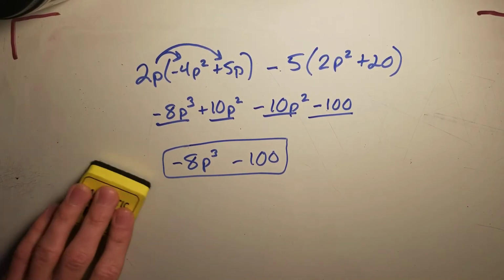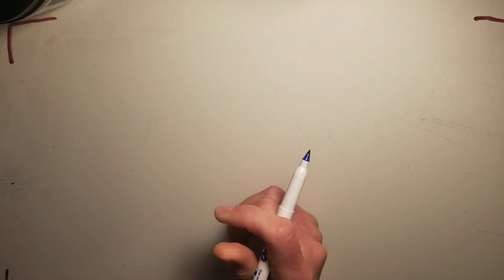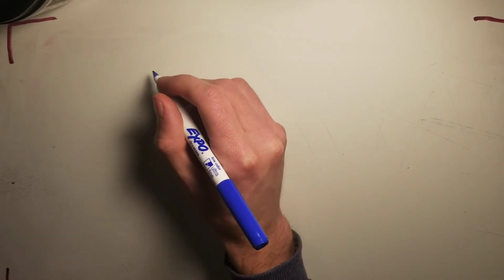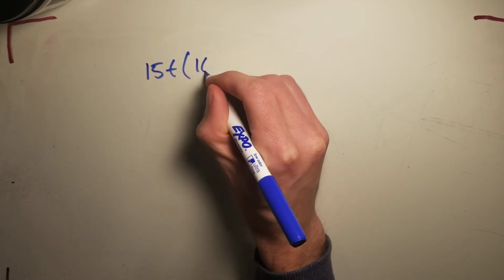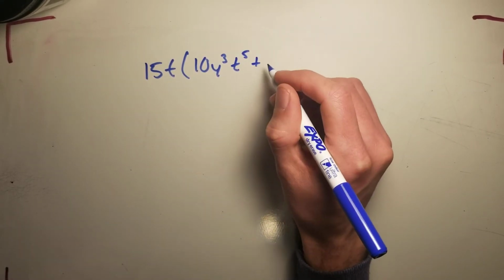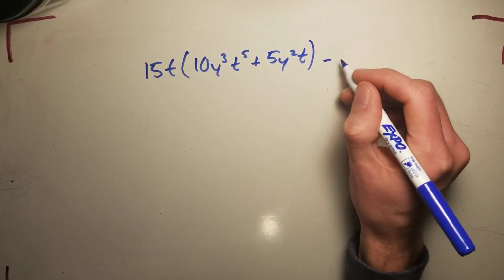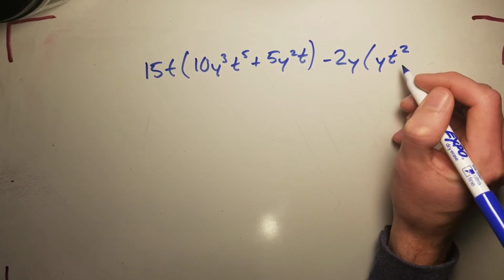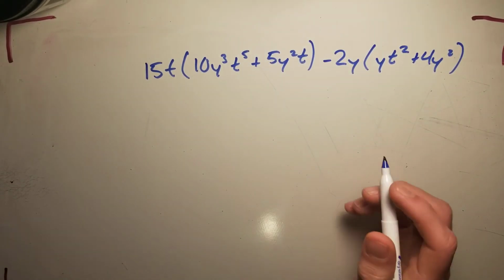We're going to try one more, and then I'll tell you some things to look out for when you're doing these. So the last one, if you're still in the textbook, on page 473, this is 2b. We're going to be multiplying 15t by 10y to the third t to the fifth plus 5y squared t. And then we are subtracting 2y times the quantity, yt squared plus 4y squared. So let's go ahead and distribute first.